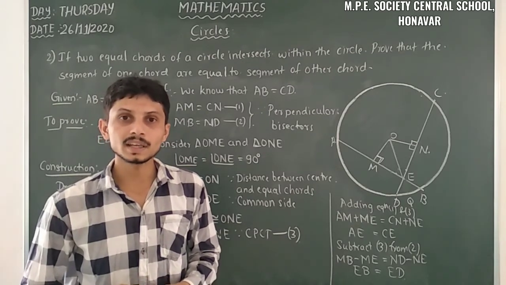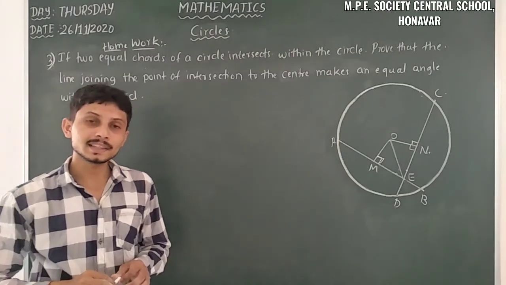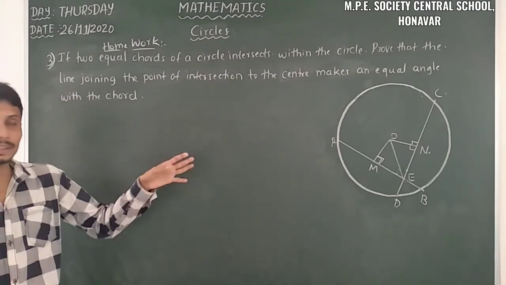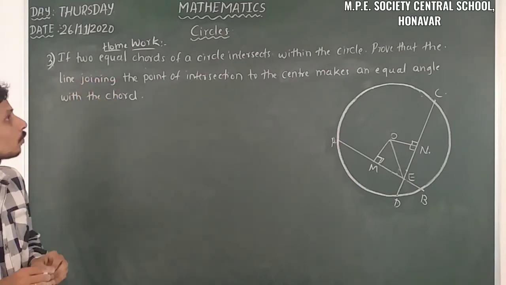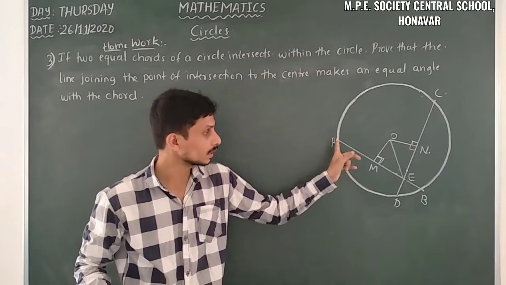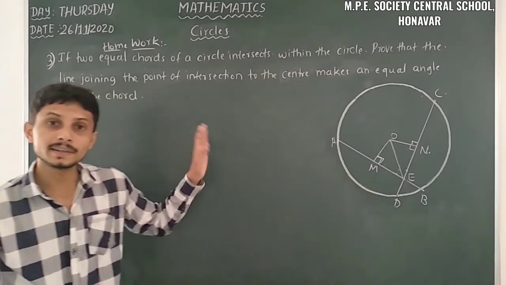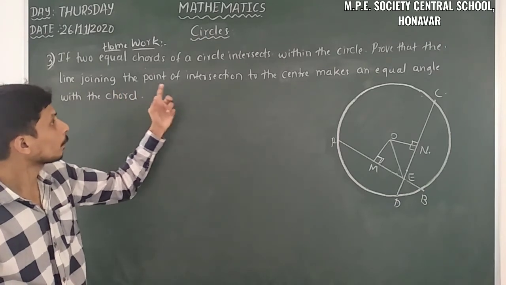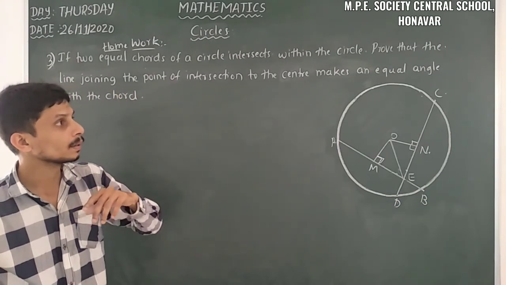So let us take one homework here. It's a similar problem. As already discussed, if two equal chords of a circle intersect within the circle, that is, AB is equal to CD is given, intersecting within the circle, prove that the line joining the point of intersection to the center makes an equal angle with the chord.